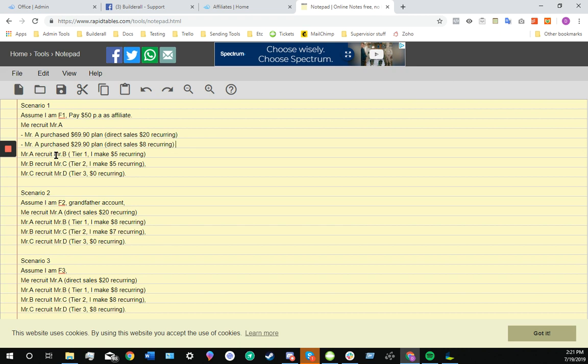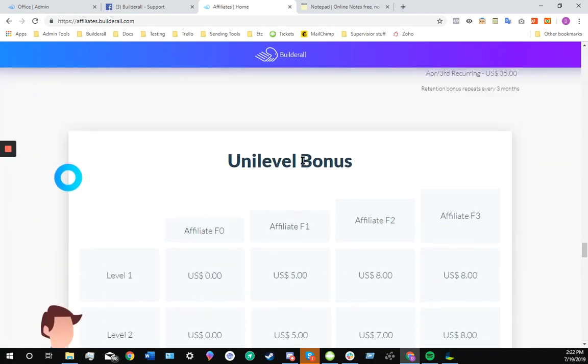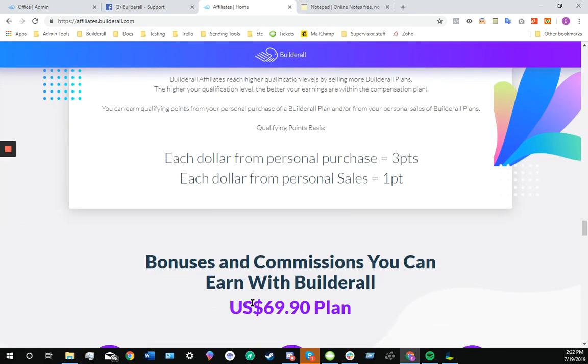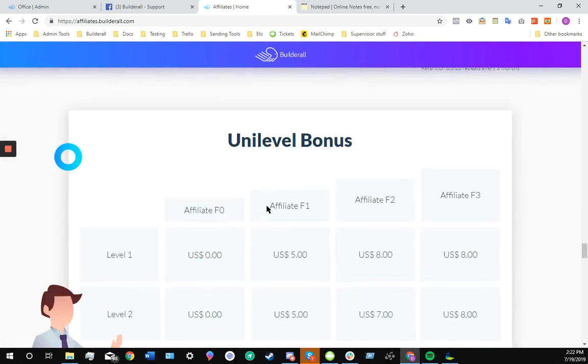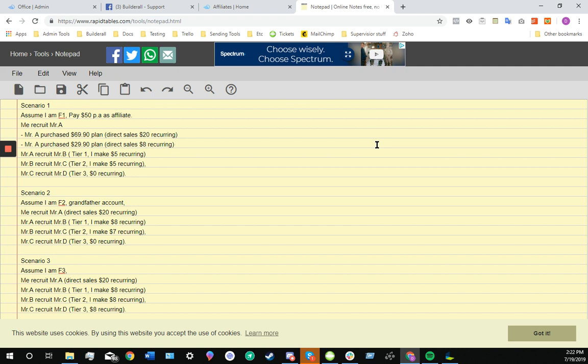Now, Mr. A recruits Mr. B. That's your level one, not tier one. Remember, we changed the terminology there for legal reasons. We need to make sure that we at least refer to these as levels instead of tiers. I make $5 recurring. Again, yes, if they are on the 69.90 plan, as it shows here on affiliates.builderall.com. This is where it says the 69.90 plan, and as you can see here, uni-level bonus, F1, $5. Yes, you are indeed correct on that.